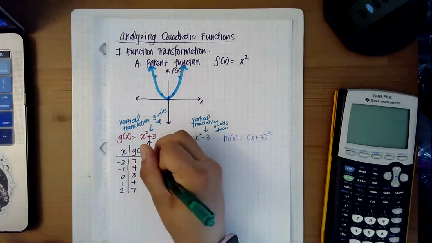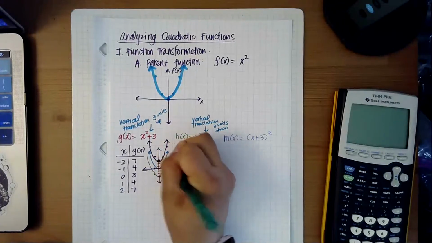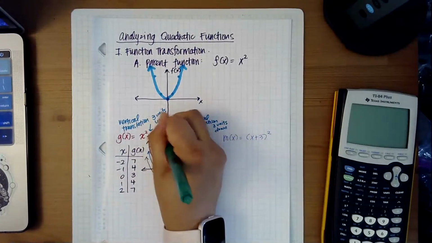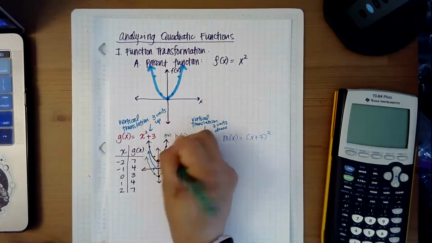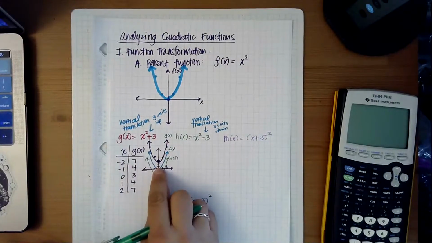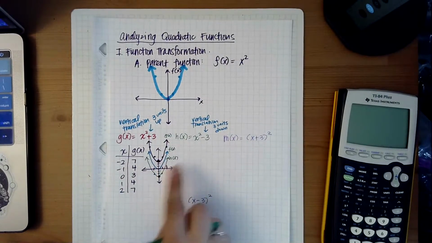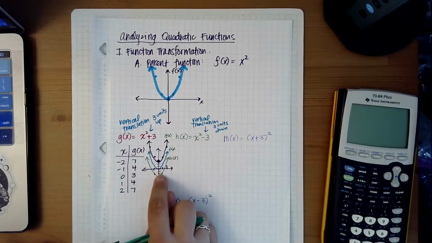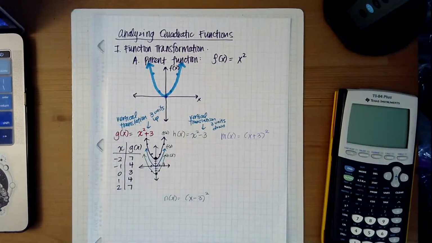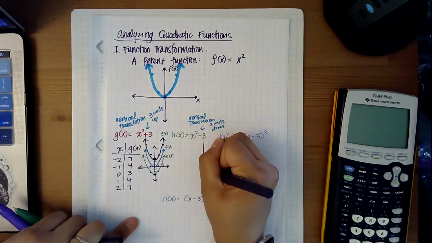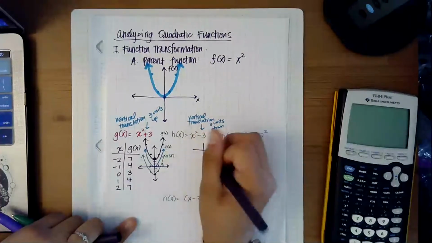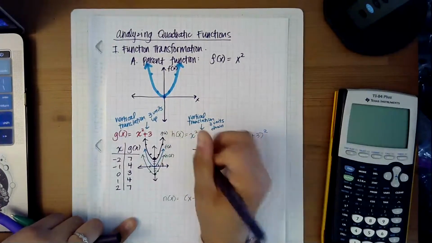So notice that my function over here against this one, this is g of x right here, and this one's h of x, and this one's f of x. We can see that g of x is the parent function shifted 3 units up, and h of x is the parent function shifted 3 units down. So now let's look at this one here. Let's go ahead and look at that one. And for that one, notice it's inside parentheses. So this should bring you back to when we were translating exponential functions.